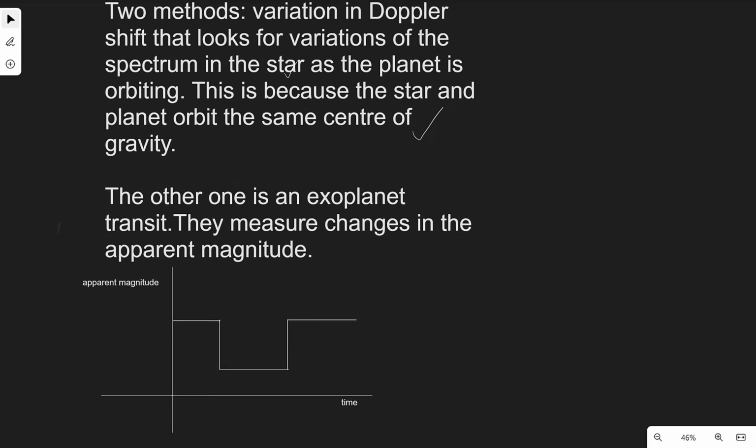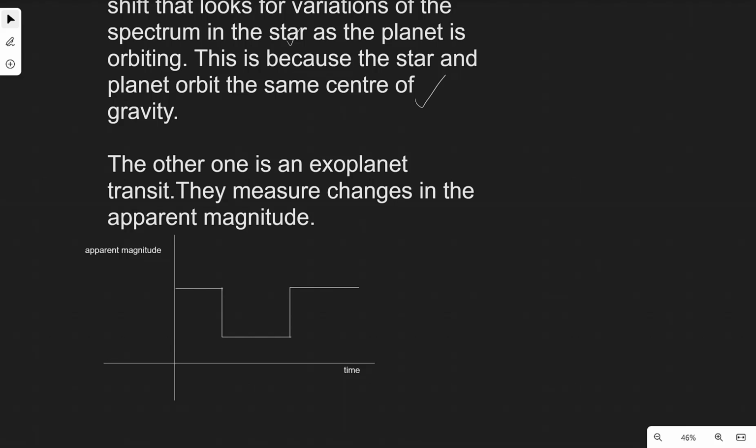The other method is known as the exoplanet transit, and they measure the changes in the apparent magnitude that dips temporarily over time. If you can work out the ratio of the changes in intensity, you can actually calculate the radius of the planet pretty effectively. I actually have a question solution on a problem like this. It's from one of the Oxford past papers, if anyone is interested.